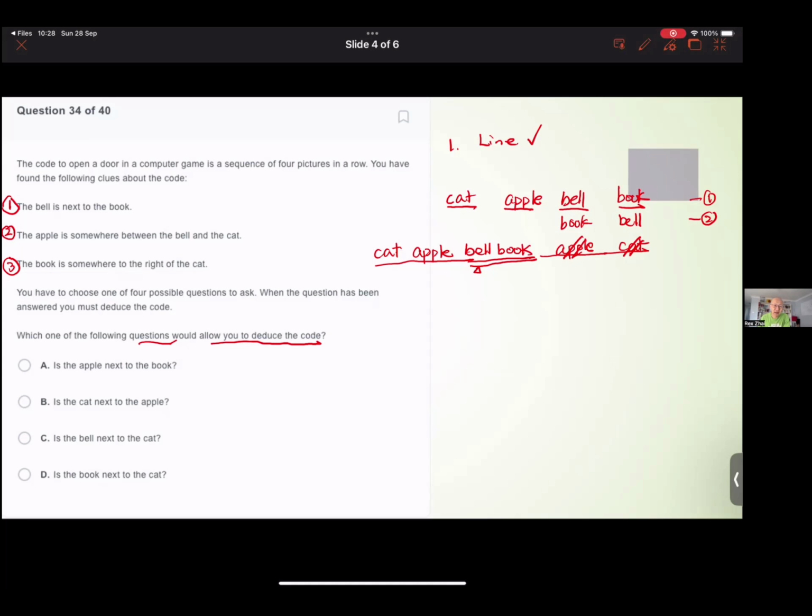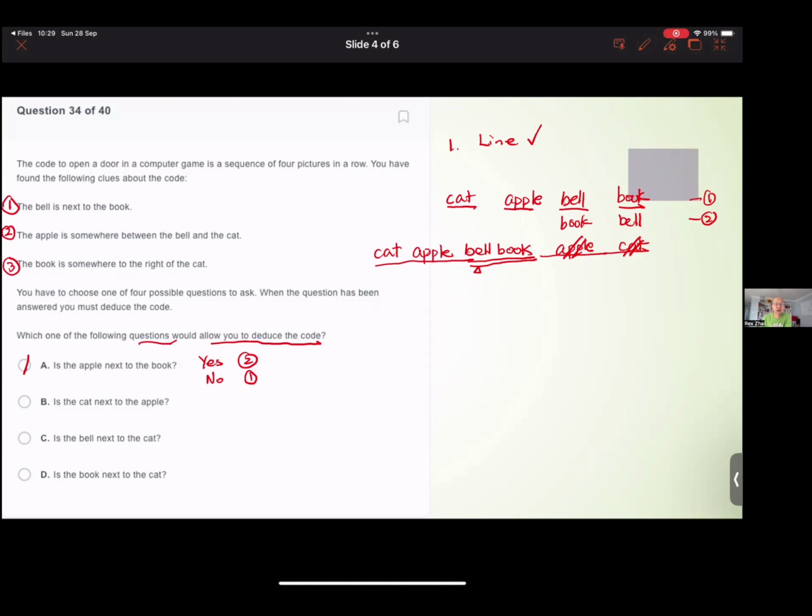Let's check A, B, C, D. Is the apple next to book? If the answer is yes, the apple is next to the book, then it's going to be, excuse me, possibility number 2. If the answer is no, it's possibility number 1. So that's why A is the correct answer. By knowing the answer of A, we can easily tell whether it is possibility 1 or 2, right?